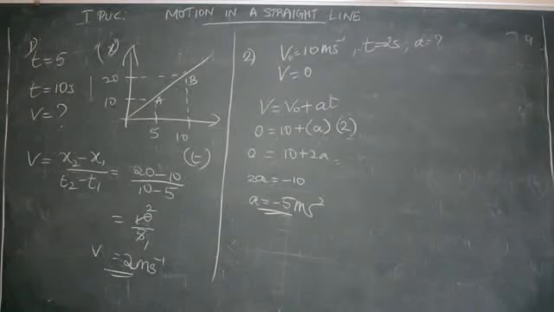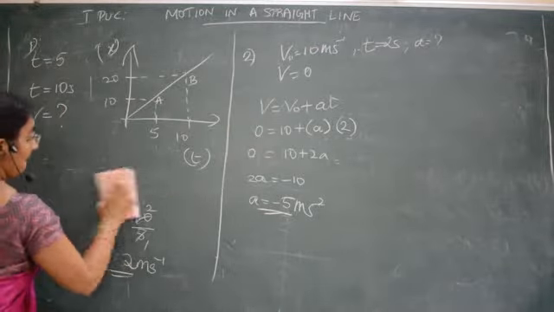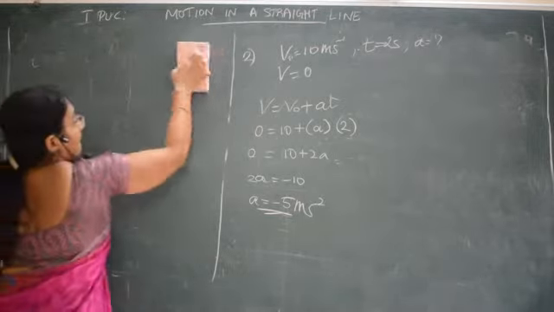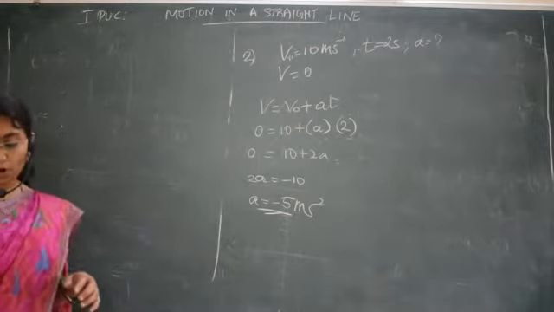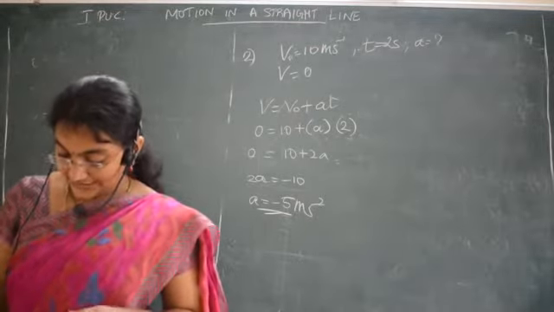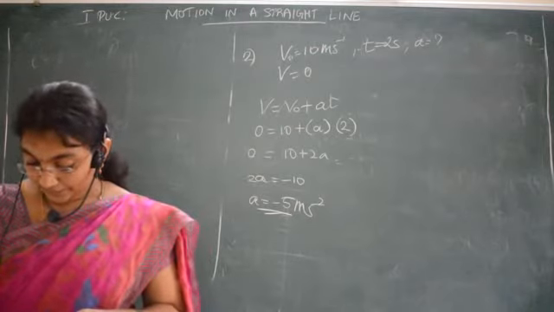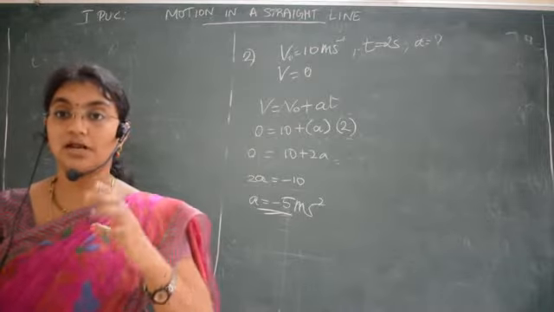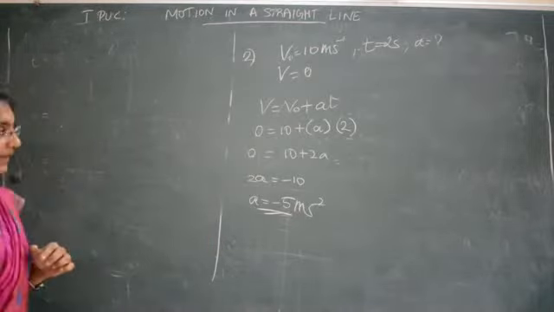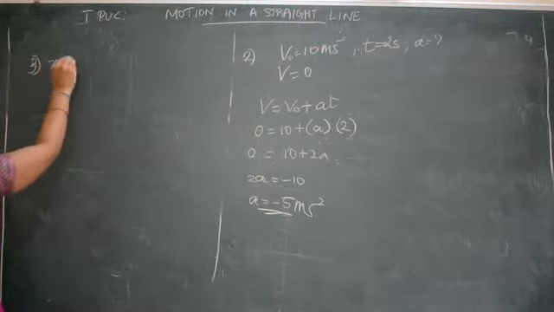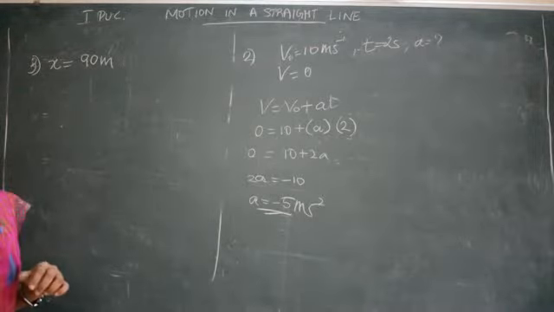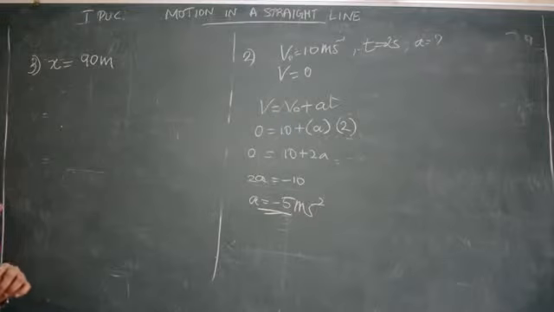Yes, next problem, question number 3. A ball thrown vertically upwards reaches a height of 90 meter. Find the velocity with which it was thrown. Okay, you are throwing the object upwards, so displacement is positive. Correct? Okay, it is thrown upwards. Find the velocity with which it was thrown.